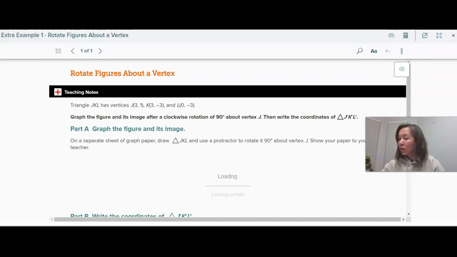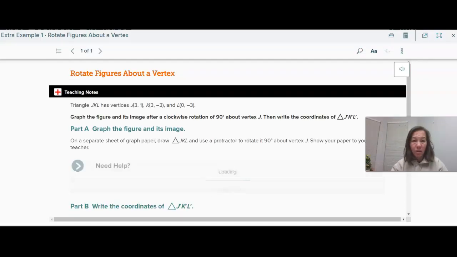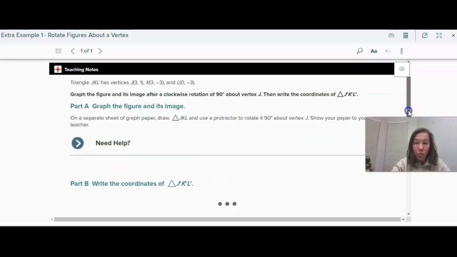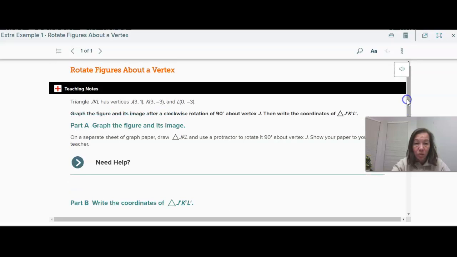So let's look at another example here. This one, we want to graph a figure and its image after a clockwise rotation of 90 degrees about vertex J. So how that's going to work is first we need to... this would be a little bit easier with a protractor. First we need to graph all the points.